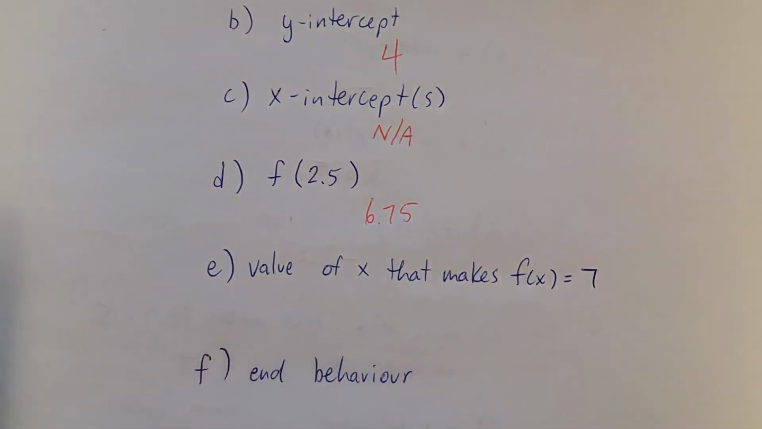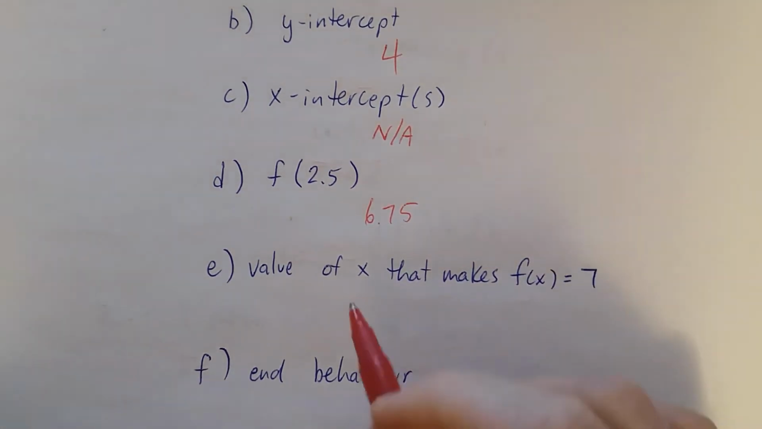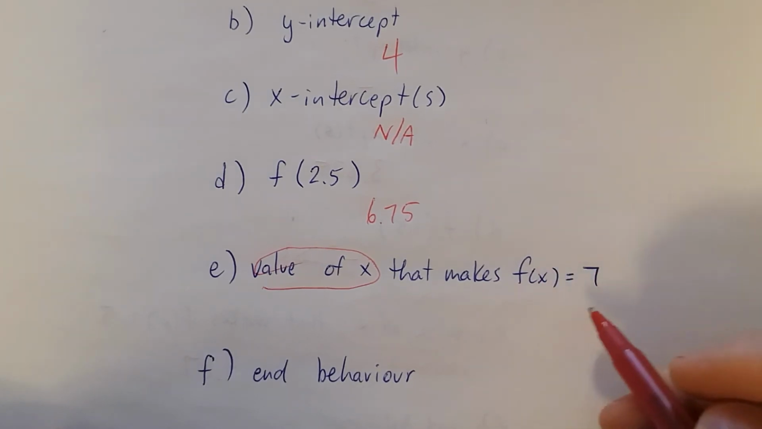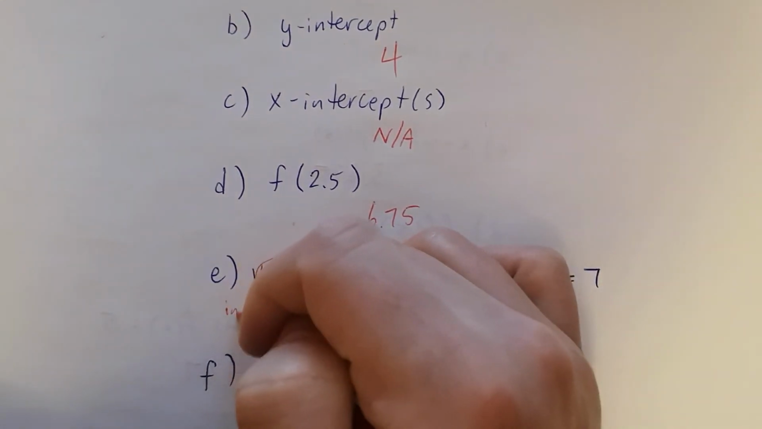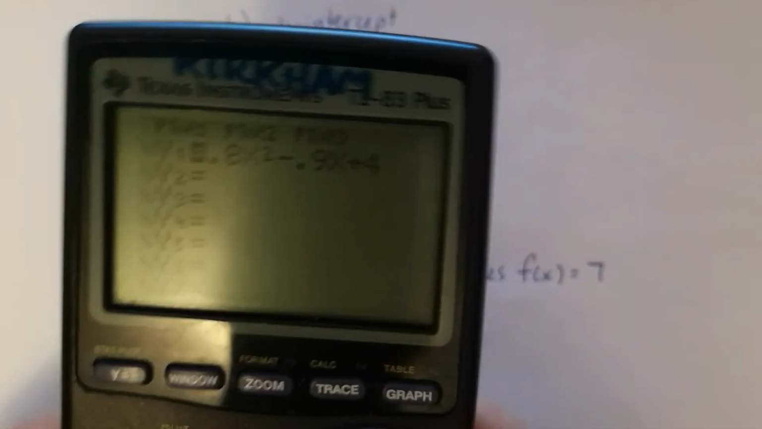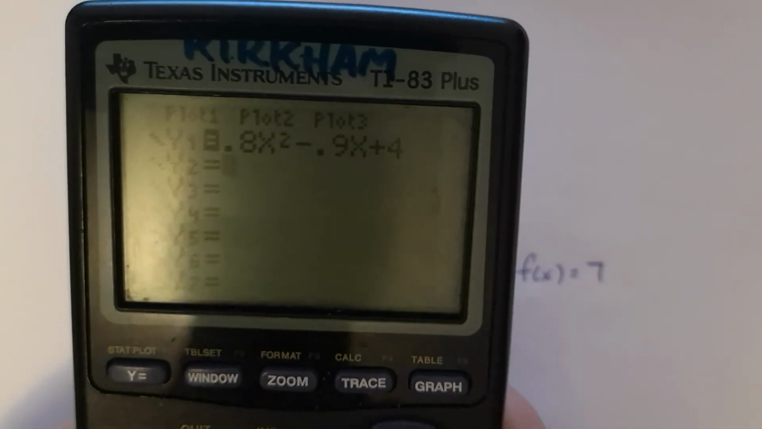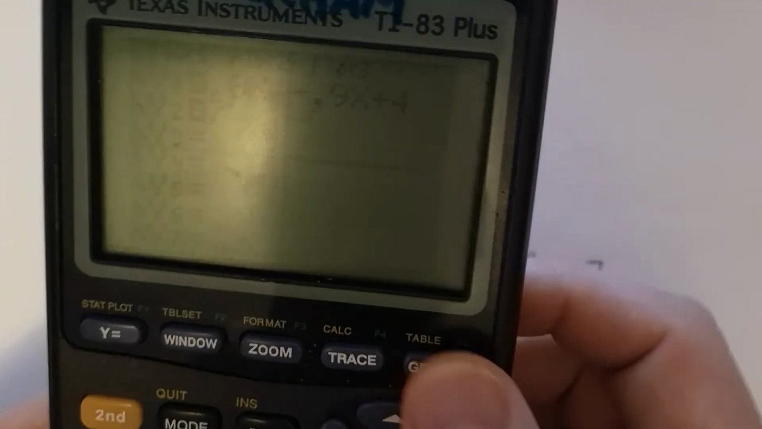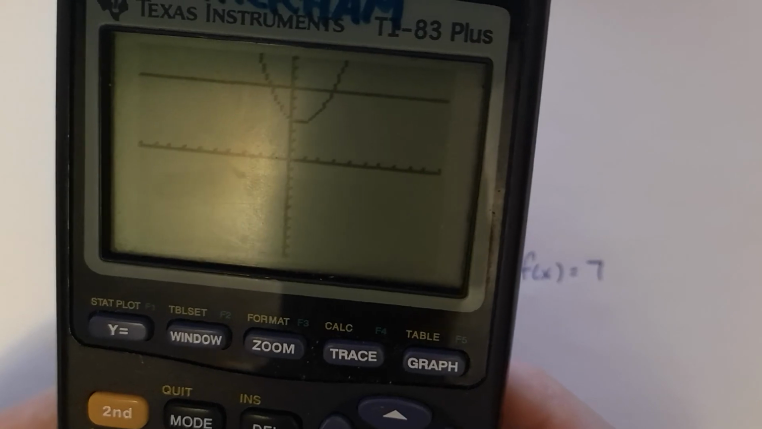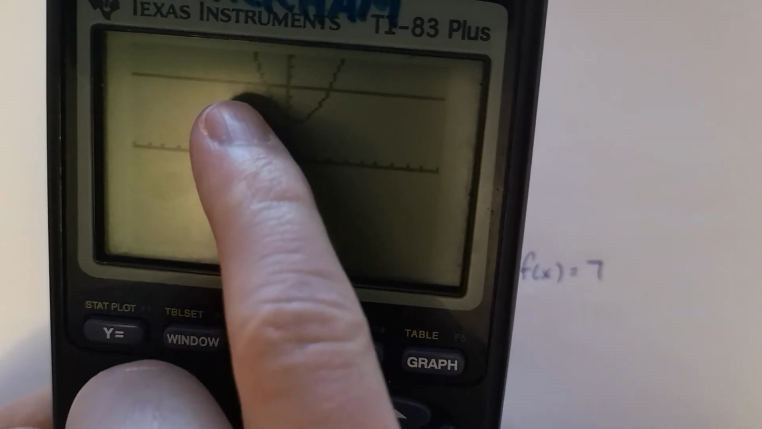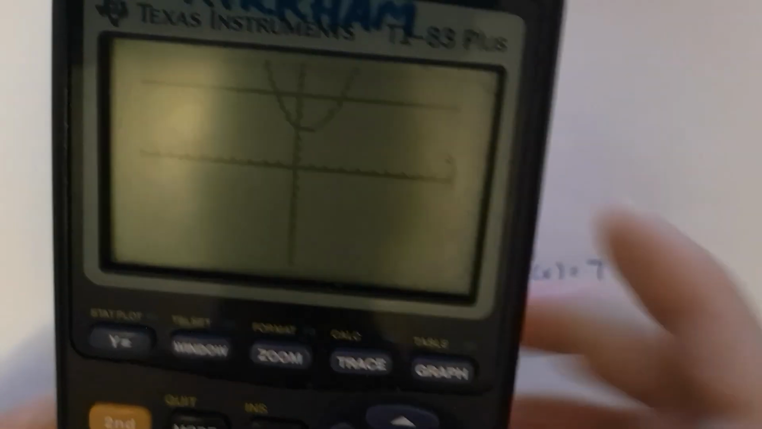Now we have to find the value of x that makes f of x equal 7. I'm going to highlight this every time. When you're looking for a value of x and you're given a value of y, this is where you do an intersect. Okay, so go into y equals, make y2 equal the value of y you're given, in this case 7, hit graph, and you're looking to find the values where the two graphs intersect. This is going to be new and a little bit interesting because there's going to be two answers. Okay, there's two places where this graph equals 7.